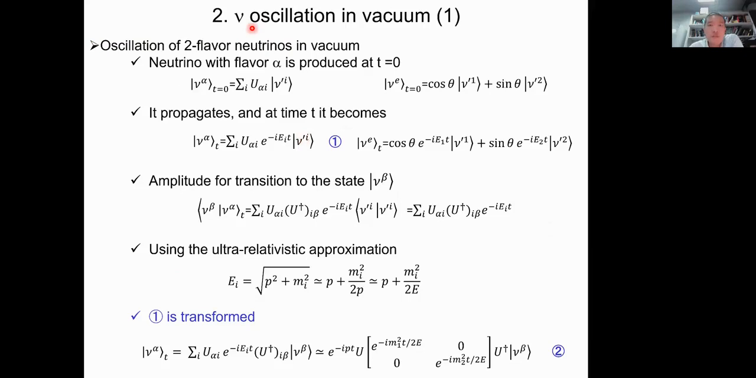First, let's see neutrino oscillation in vacuum. For simplicity, let's consider the two-flavor neutrino case. Let's assume that a neutrino with flavor alpha is produced at time t equals 0. So yes, this is flavor alpha. And through the unitary matrix, this is related to the mass eigenstates. For the case of two flavors, for example, an electron type neutrino at time t equals 0 is described by this form. This is an explicit example for this equation.